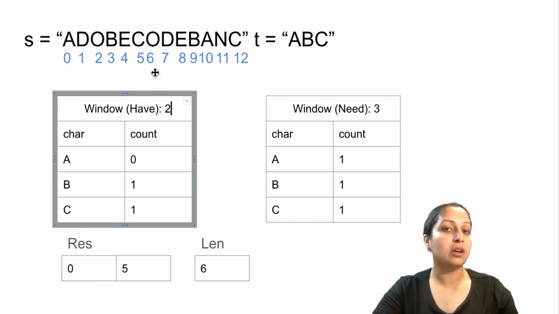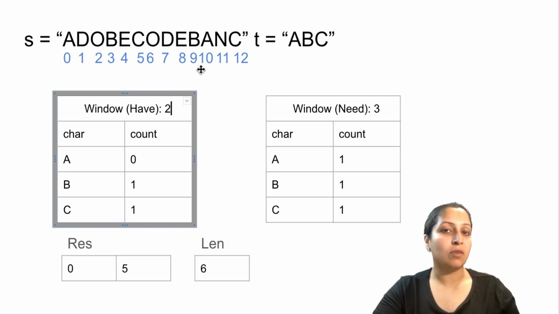So we have to increment the characters from the right hand side. We omit from the left hand side and we add characters from the right hand side. So we add index 6, which is O, but it does not satisfy anything. We add index 7, which is D. It does not satisfy anything. Then index 8, which is E. So until now, the condition for this character has not been met.